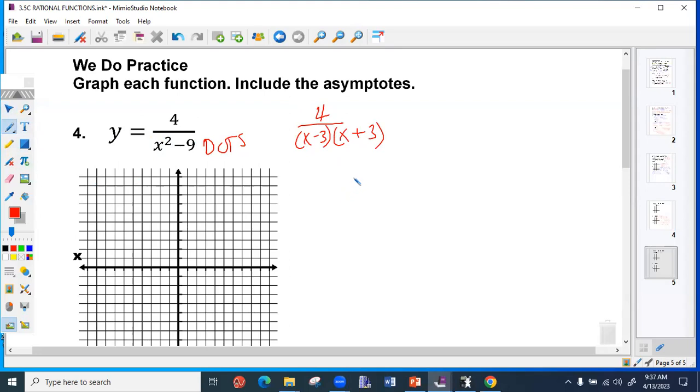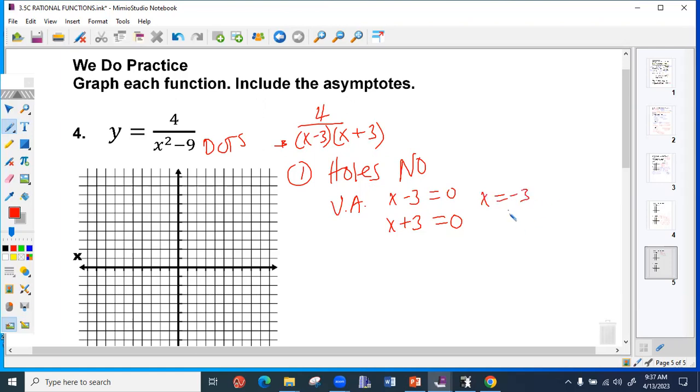From there, we're going to determine what our holes, vertical asymptotes, and horizontal asymptotes are. First, looking at our holes, is there anything that eliminates? No, so there are no holes. Vertical asymptote: your vertical asymptote depends on your denominator. In our denominator, we have x minus 3 and x plus 3. So I have x minus 3 equals 0 and x plus 3 equals 0. So where are our vertical asymptotes? At -3 and +3.